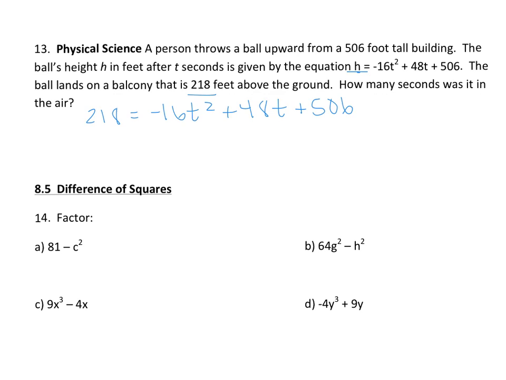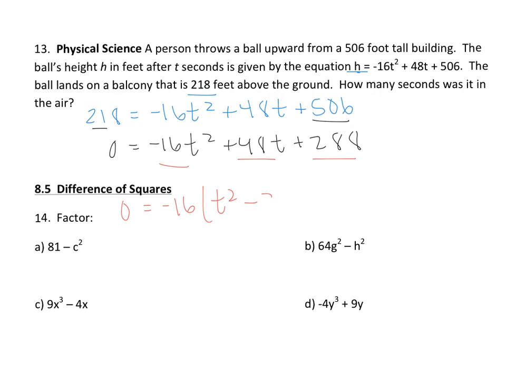Now I'm going to solve this equation by first subtracting 218 from both sides and get 0 equals negative 16t squared plus 48t, and 506 minus 218 is plus 288. Now I'm going to factor out a GCF of negative 16 in all those terms. So 0 equals negative 16 factors out. I get t squared minus 3t minus 18. Now I only need to use the diamond method because I have a 1 in front of t squared.